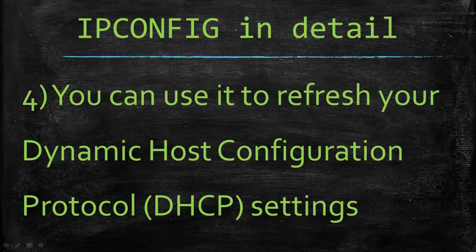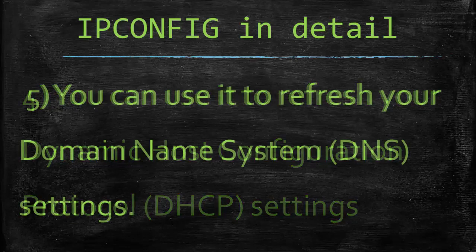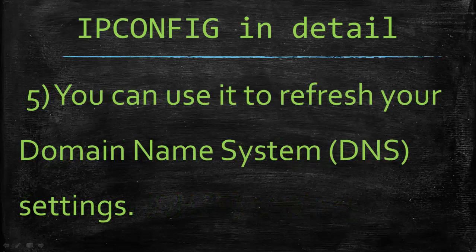Now, the fourth thing that you need to understand about the IPConfig command is that it's not just to display your IP configuration settings. You can also use it to edit and refresh and change your IP configuration settings. So for example, here you can use it to refresh your dynamic host configuration protocol, or your DHCP settings. And number 5, you can use it to refresh your domain name system settings, or your DNS settings.